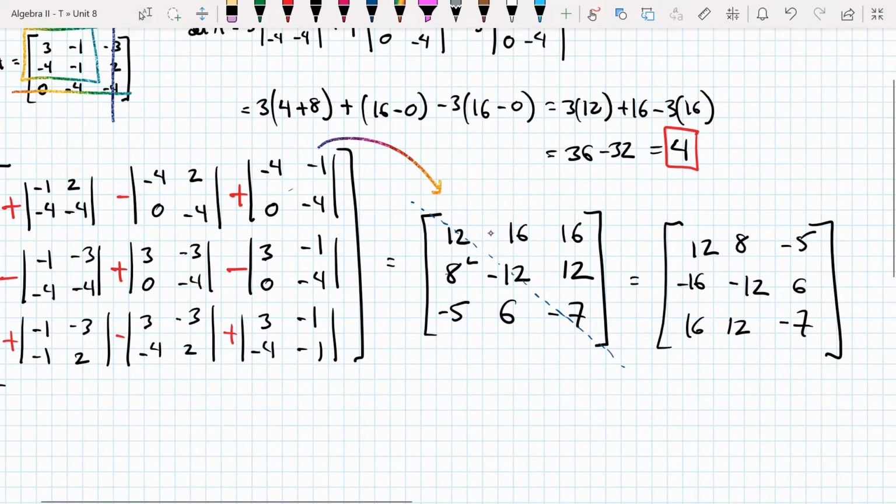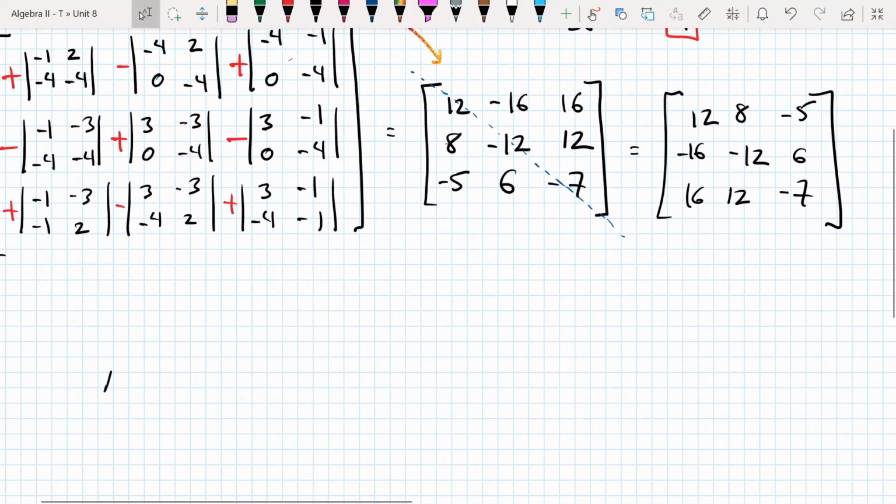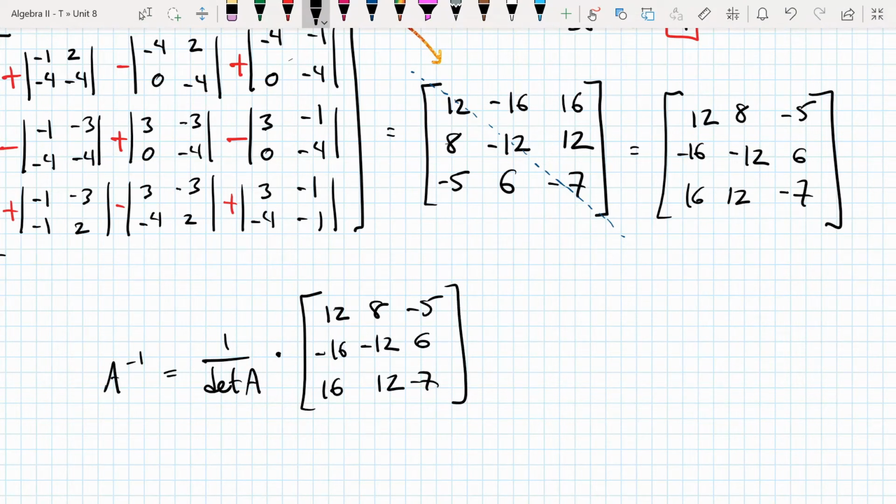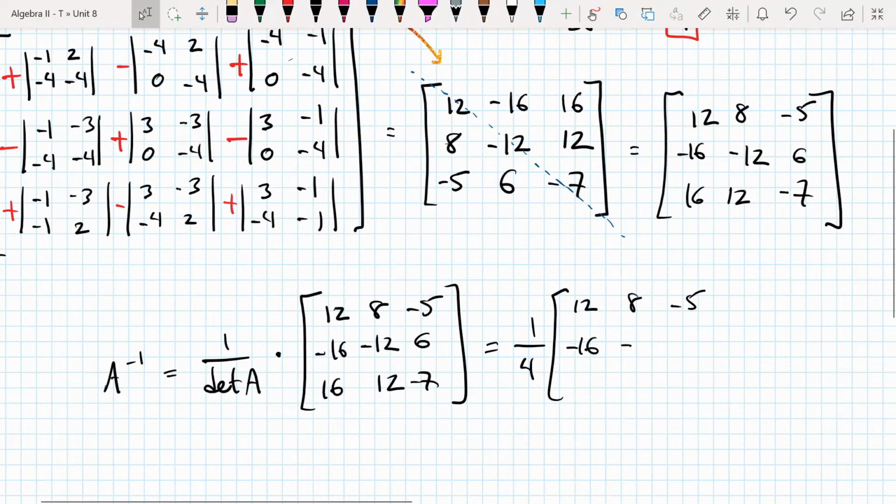And the last thing we're going to do here is take this new matrix, and the inverse is defined as 1 over the determinant of A, which we already calculated, times this matrix right here. So our answer is going to be a 3 by 3 matrix, and we're going to determine what that matrix is by taking 1 over the determinant, which is 1/4, and then multiplying it by this new matrix right here.